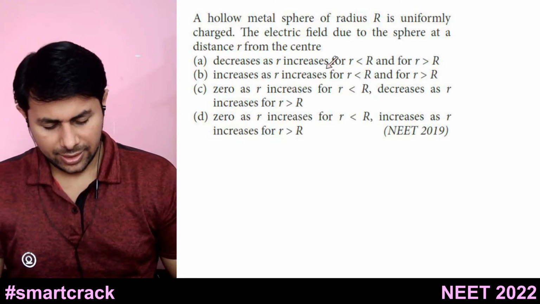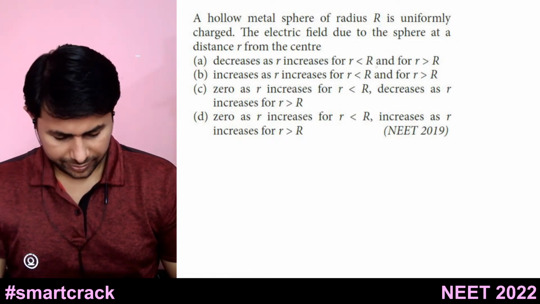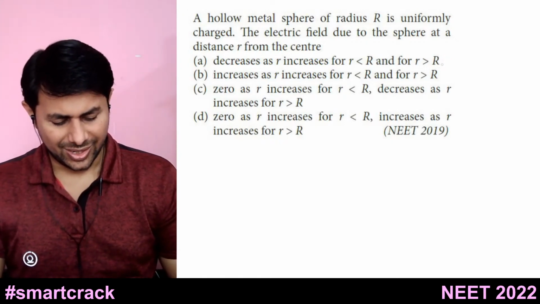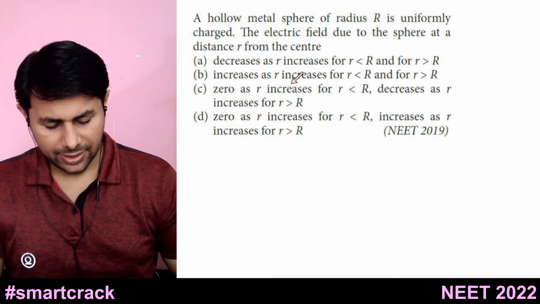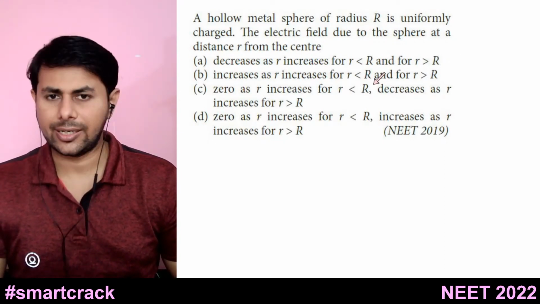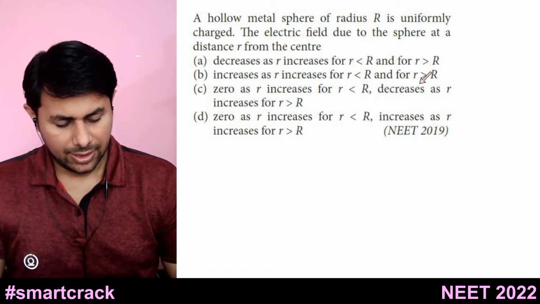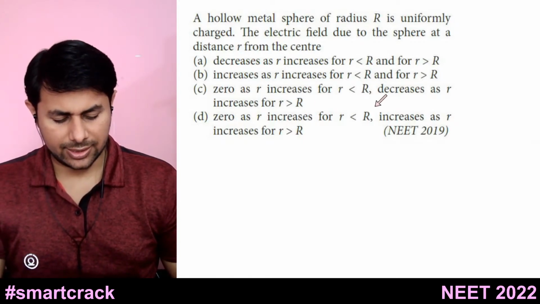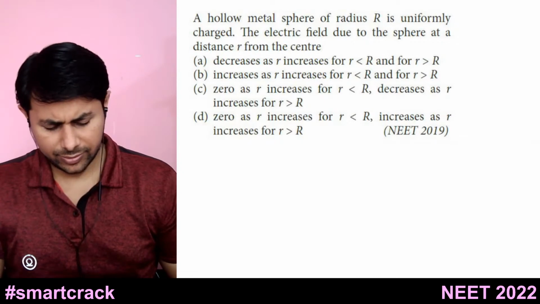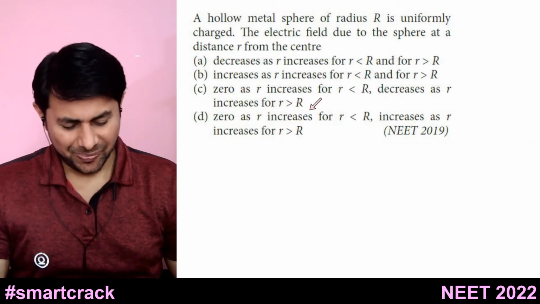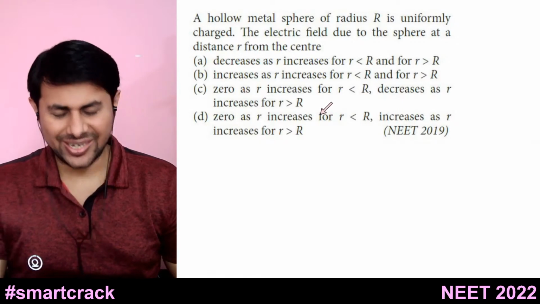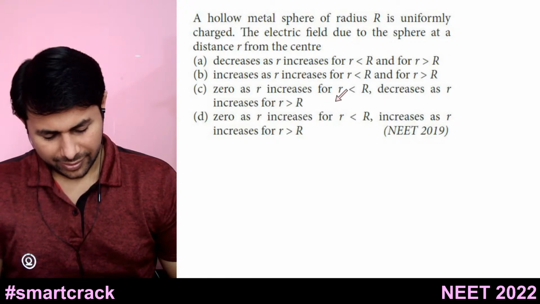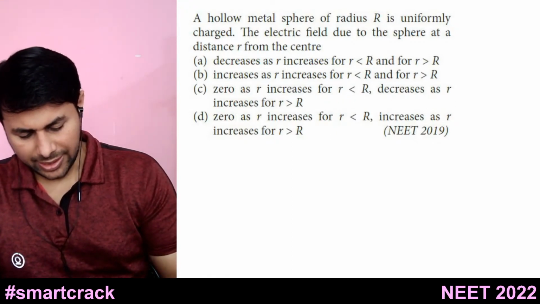Decreases as r increases for small r less than capital R, and for r greater than capital R. Okay, so increases as r increases for small r less than capital R and small r greater than capital R. Zero as r increases for small r less than capital R, decreases as r increases. This is tongue twisting. Okay, increases for small r greater than capital R. So option C should be the answer, right?